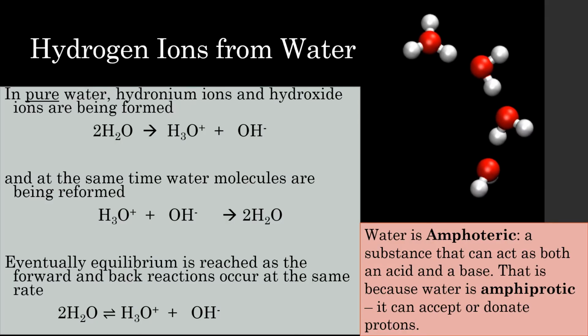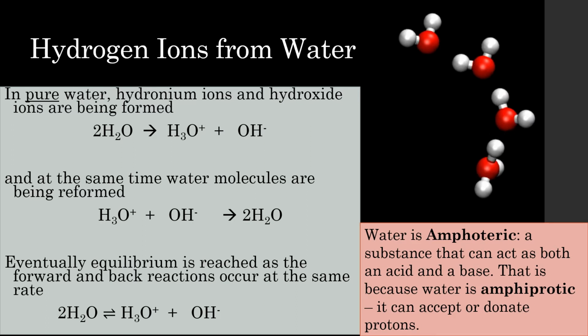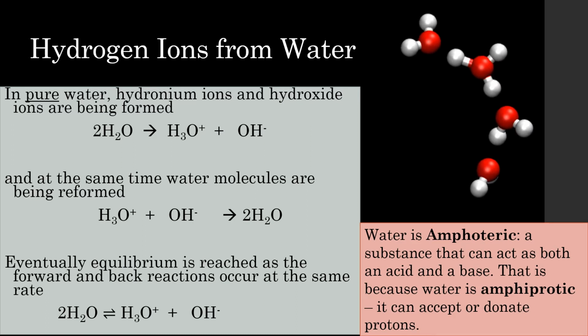Now, you should also remember that hydrogen ions come from water. So remember that in pure water, hydronium ions and hydroxide ions are being formed. Now, that's quite a very low level. And at the same time, those water molecules are being reformed. So we've got the hydronium and hydroxides reforming to form water, and then there's that equilibrium.